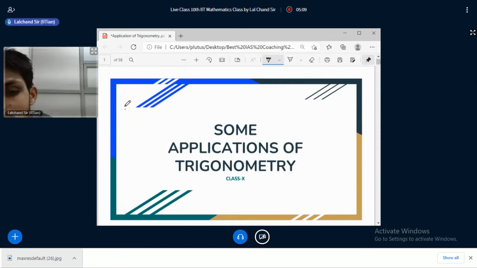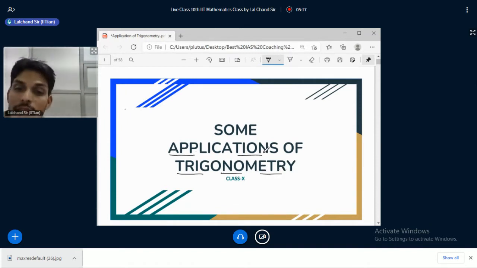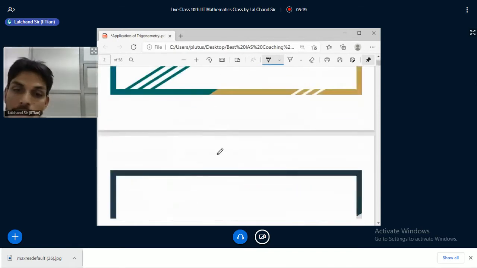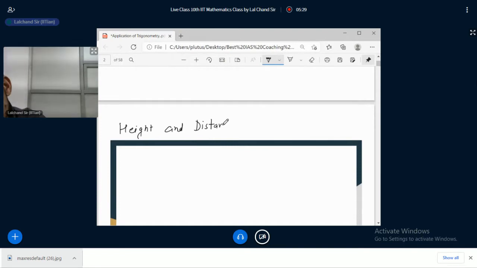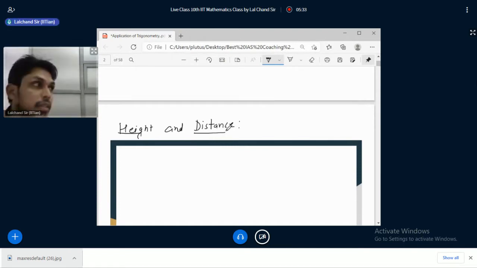तो लास्ट क्लास में हमने स्टार्ट किया था अब ट्रिग्नोमेट्री, ठीक है। तो इन दिस क्लास वी विल डिस्कस अबाउट एप्लीकेशन ऑफ ट्रिग्नोमेट्री, ओके। तो बेसिकली इन एप्लीकेशन ऑफ ट्रिग्नोमेट्री वी विल डिस्कस अबाउट height and distance, okay. So height and distance are basically length. We need to calculate length using the help of trigonometry, okay.